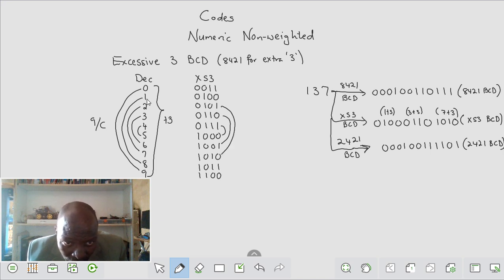And then 1 and 8 is 0 1 0 0 and 1 0 1 1, they are 1's complement of each other if you look at it. And then the other one is 1 1 0 0 and 0 0 1 1, so they are 1's complement of each other. So each pair that was 9's complement of each other is also giving us 1's complement of each other. So this is a self-complementing code.